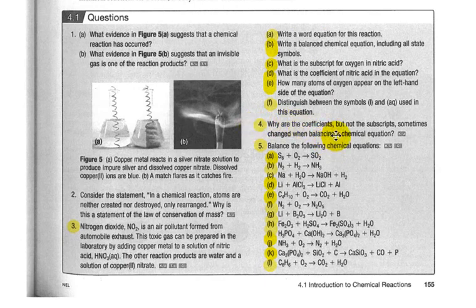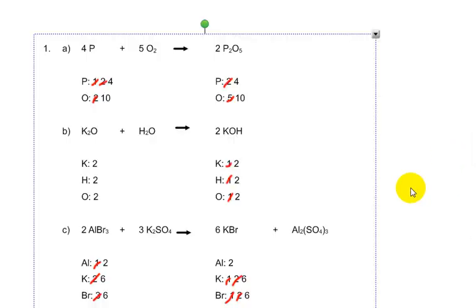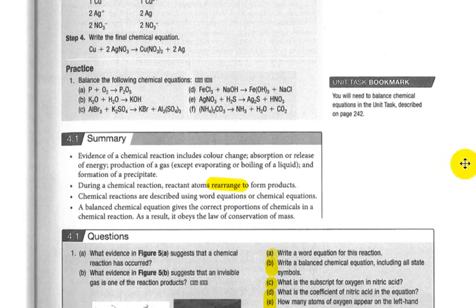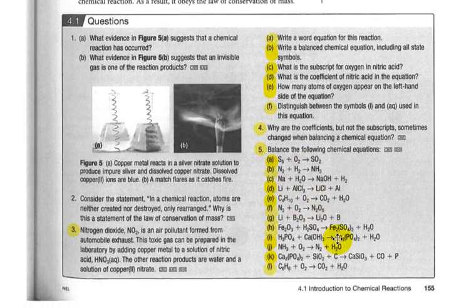Number 4, why are coefficients but not subscripts sometimes changed? So why is it that I can't change these over here? Why can't I just put a little 2 right here after aluminum? Okay. And then, let's see, we did these 6 together. So I have these ones here. And you'll find that for the most part, they're fairly straightforward. Okay, so I would, again, take a piece of loose leaf, write that all out, and then go from there.